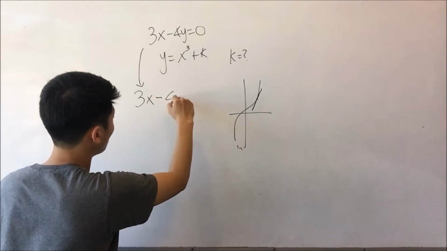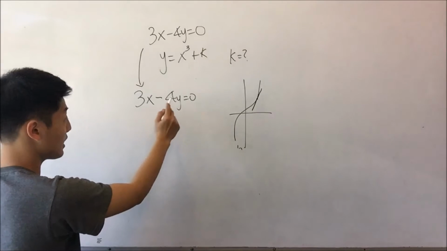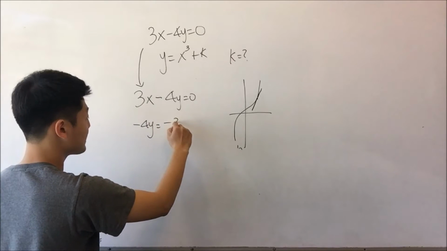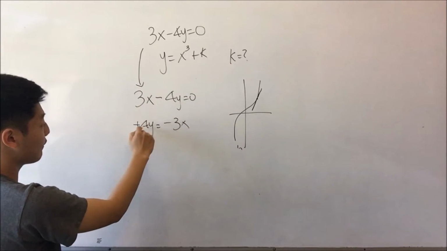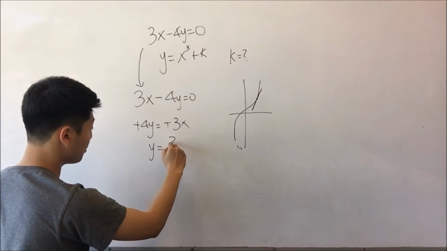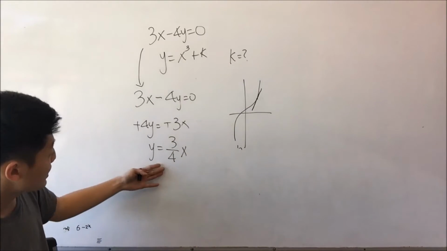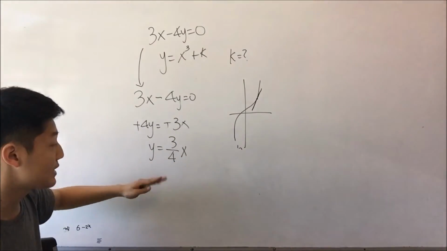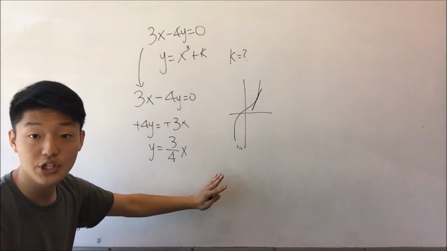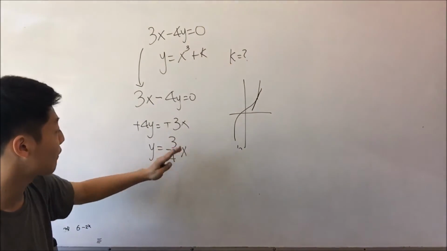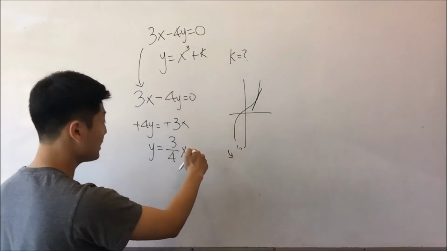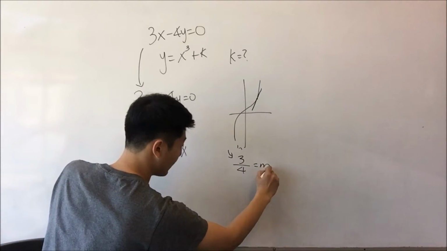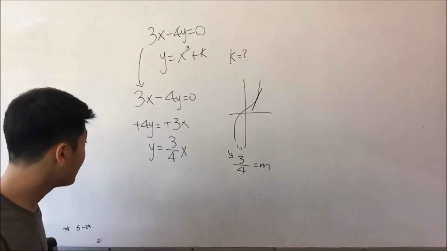3x minus 4y equals 0. When I solve for y, moving 3x to the other side, multiplying negative on both sides, it will equal 3 over 4 x. And as you can see, it's y equal to a constant times x plus 0, in other words y equal to mx plus b. And in that equation, m equals the slope of the line, which is 3/4. So we have proved that at the tangent point, they both have the slope of 3/4. I'll write that equals m. And now let's solve for the value.